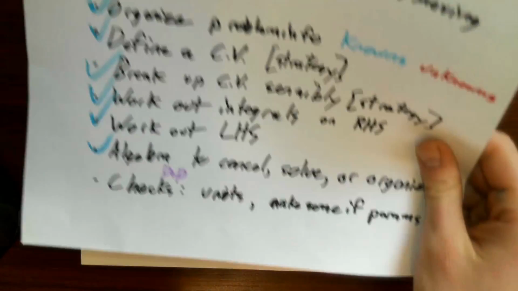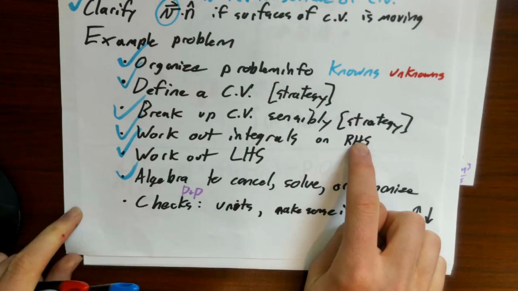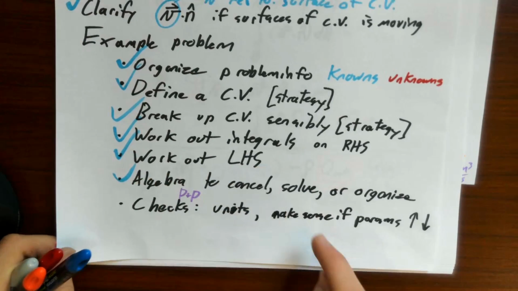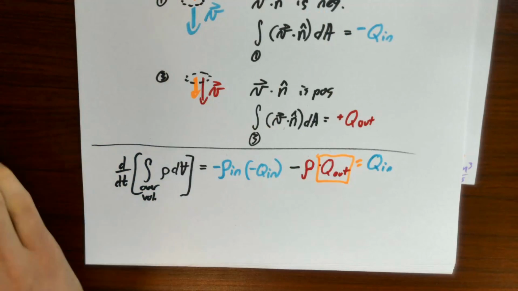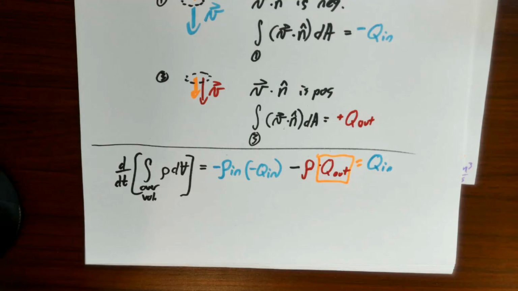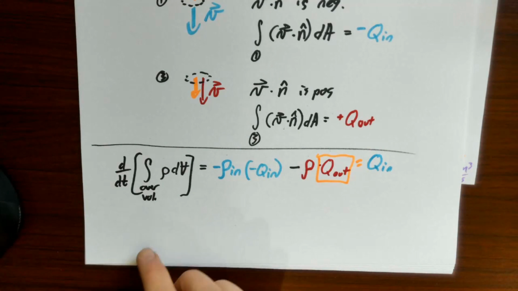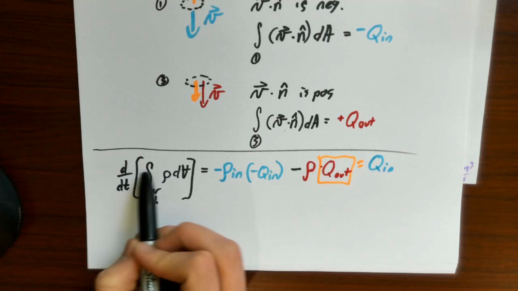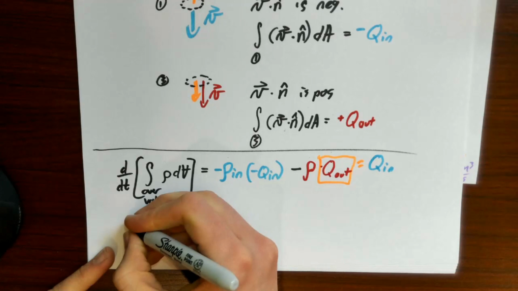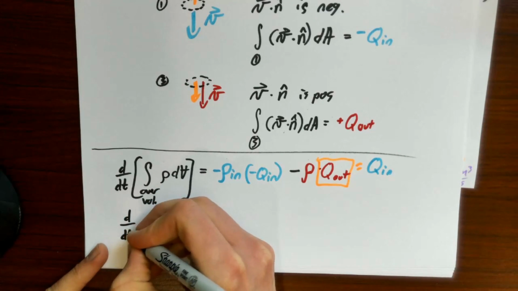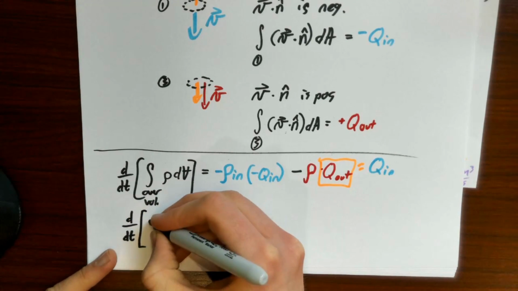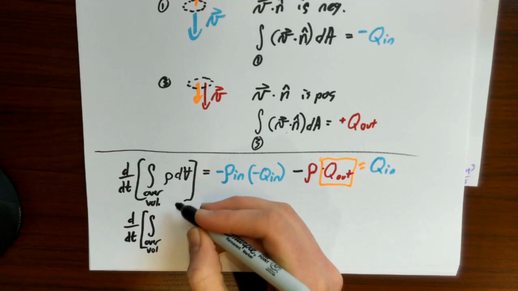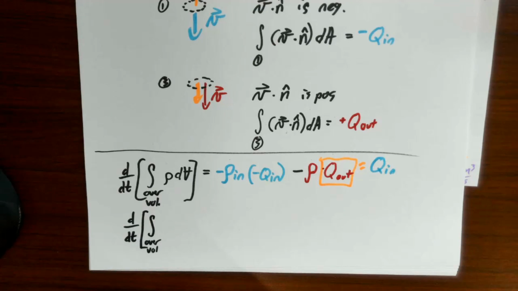So at this point, we've worked out the integrals on the right-hand side. Now the next step is to work out whatever's going on in the left-hand side. So let's work out the left-hand side. And it's often good to start inside and move our way out. So d/dt of the integral over the volume of rho dV. Well, let's think about rho.